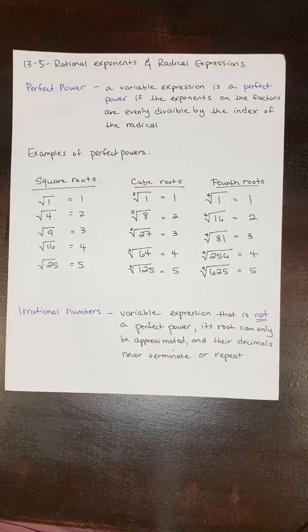As an example, these are all perfect roots. You see how all of the solutions are a whole number? There's no approximation or decimals following the whole number. However, there is such a thing as an irrational number, which is a variable expression that is not a perfect power. Its root can only be approximated and its decimals will never terminate or repeat.